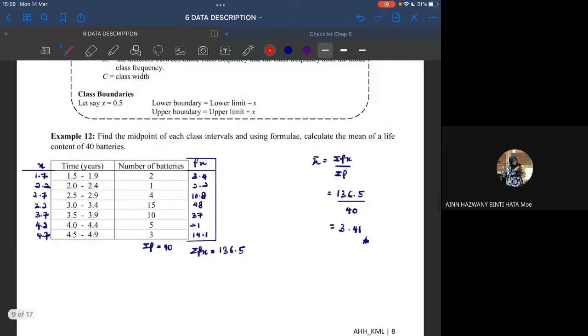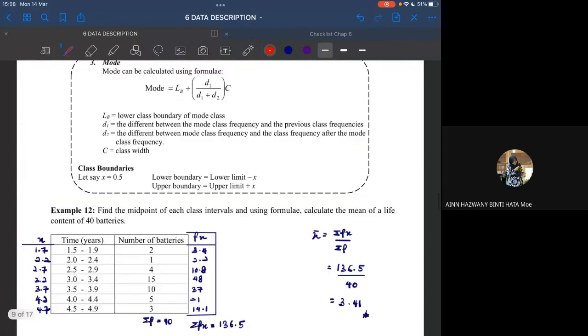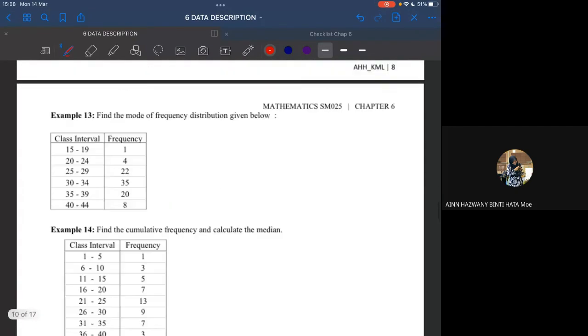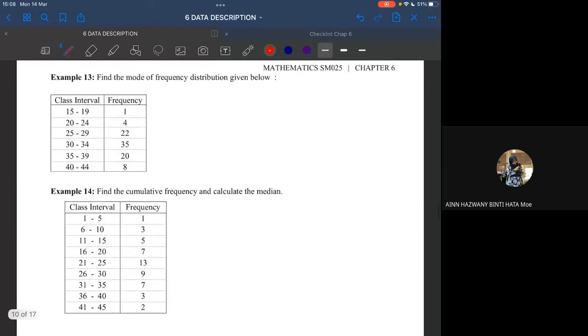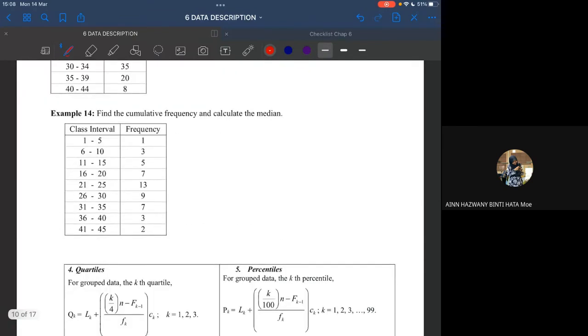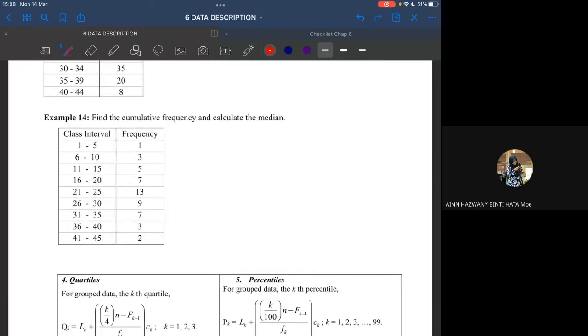Alright, so kita tengok example lah, senang. Median. Mana median? Sini median. Example 14, median. Find the cumulative frequency and calculate the median. So the question asks to find cumulative frequency. So cumulative frequency, semua orang tahu apa cumulative frequency? Total up frequency. Yes, kita totalkan semua.